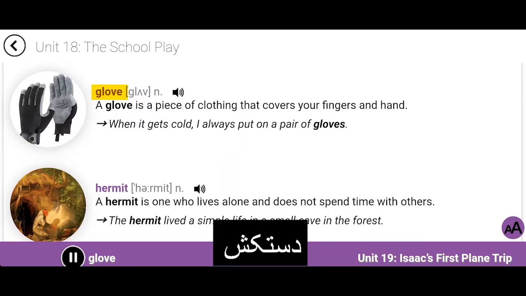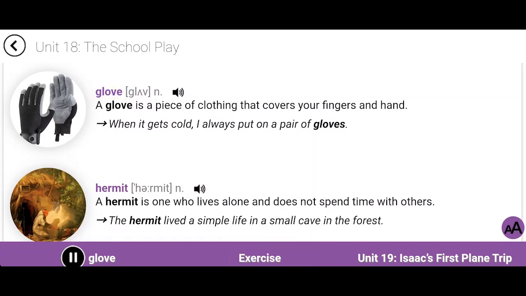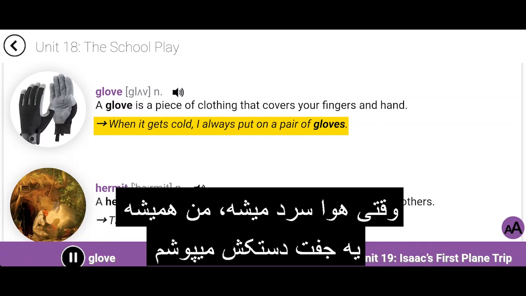Glove. A glove is a piece of clothing that covers your fingers and hand. When it gets cold, I always put on a pair of gloves.